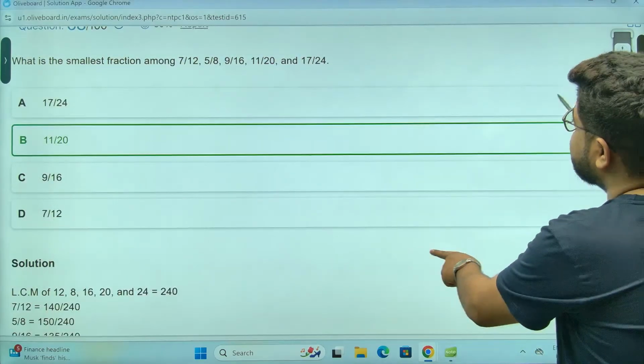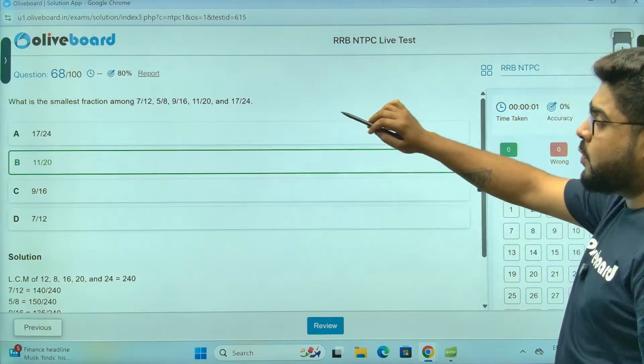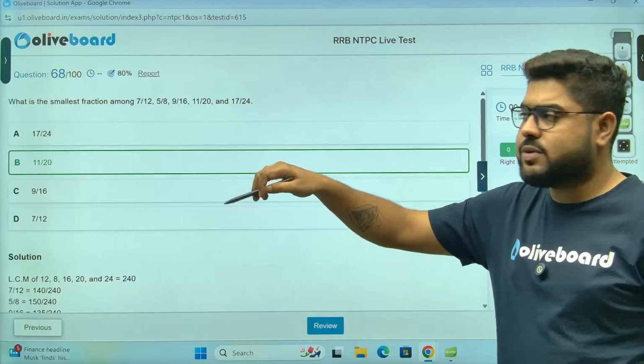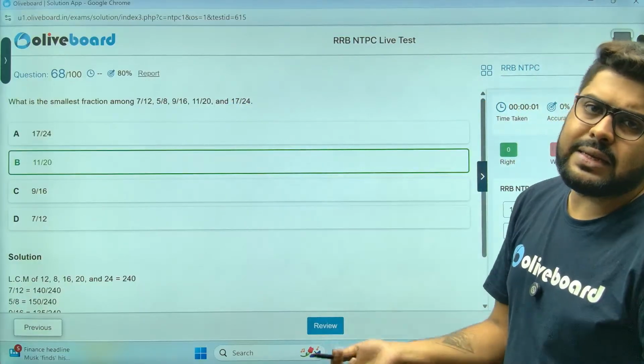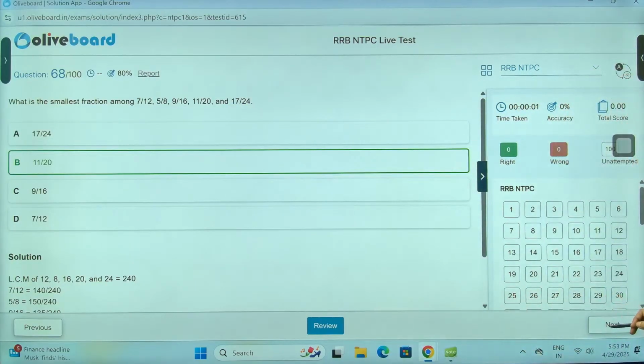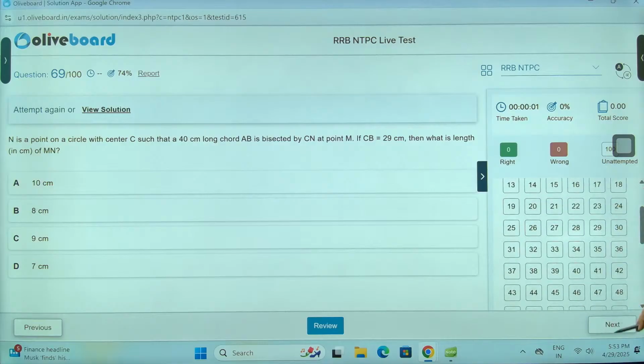So again, please understand, it is all about first to eliminate that. Otherwise, if you want to do everything, that is waste of time and waste of effort.